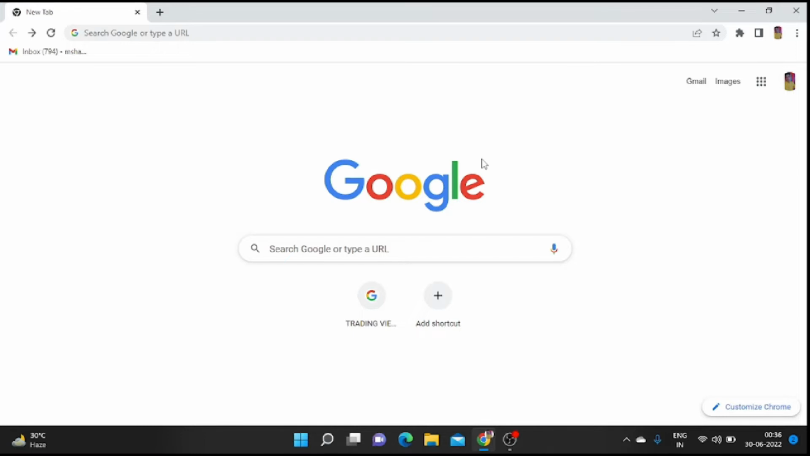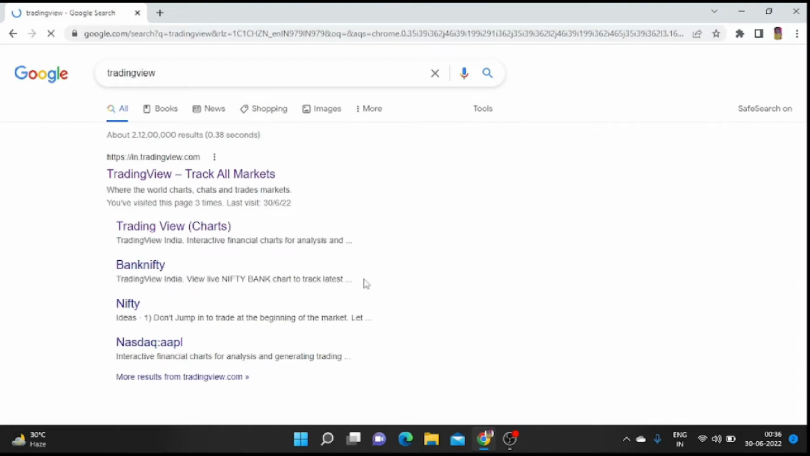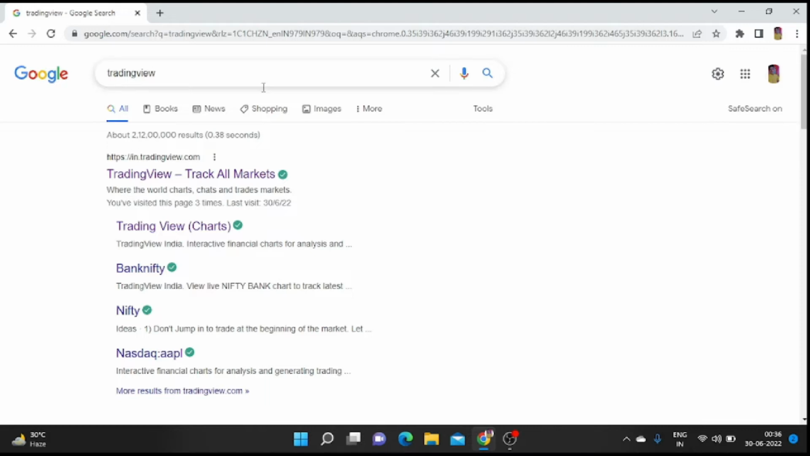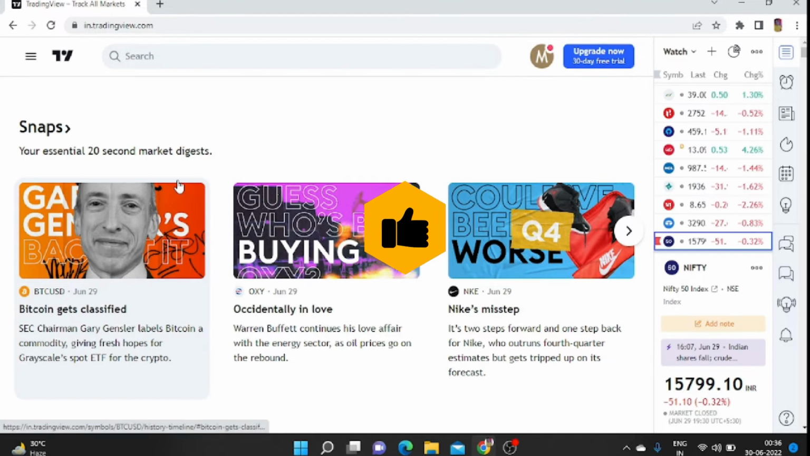So let's begin. First of all, you need to come on your Chrome browser and then search TradingView. As soon as you search TradingView, you can see such a page and you need to click on the first link, TradingView track all market. You just click. As soon as you click, a page like this appears.